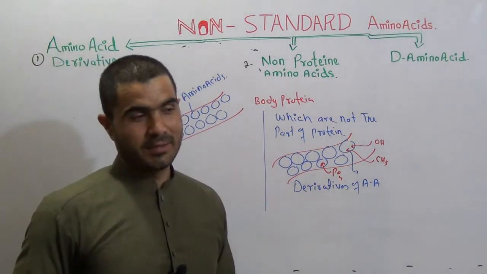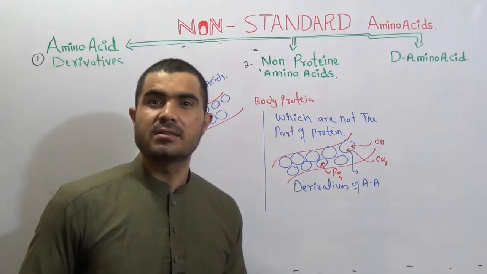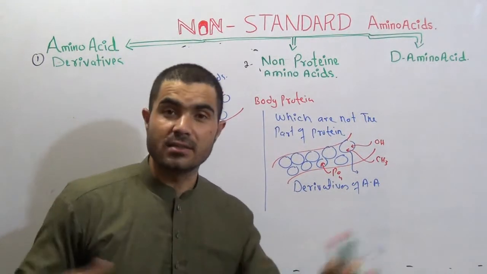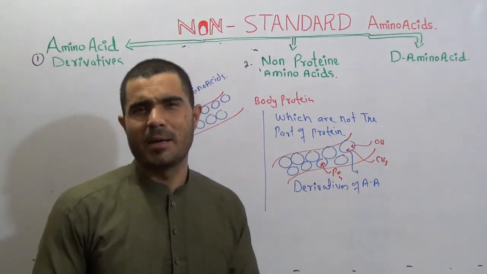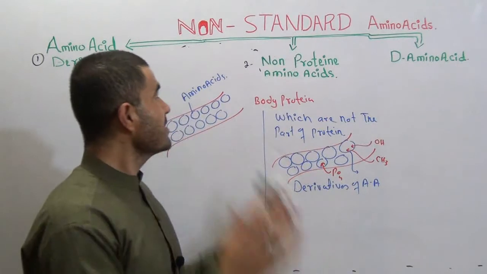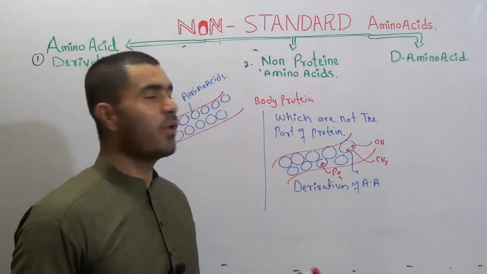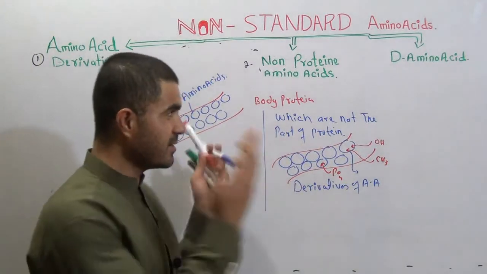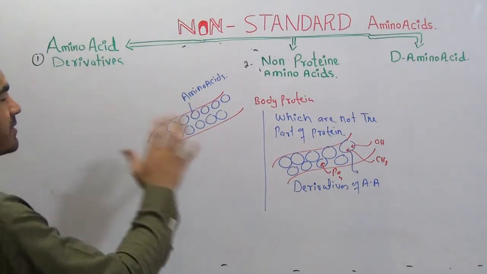Now we'll come to the classification of non-standard amino acids. We have classified standard amino acids into different categories on the basis of nutritional value, polarity, and so on. But non-standard amino acids are very polite amino acids. We have only one type of classification, which is on the whiteboard. So here we go. Non-standard amino acids are classified in 3 categories.